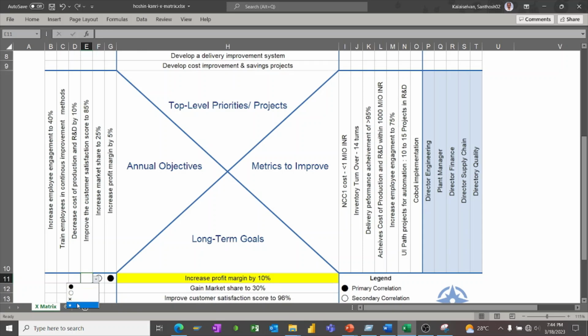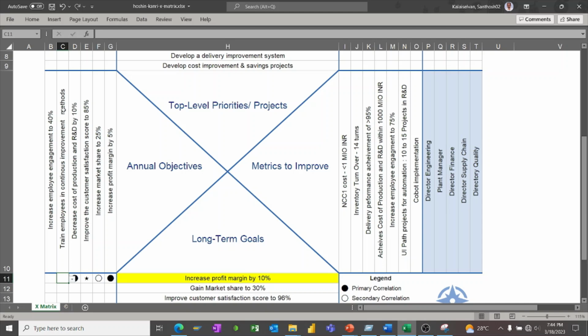Okay, and decrease the cost of production and cost in R&D by 10%. Yes, this is a primary correlation. Okay, so I will put this as primary. By decreasing the cost of production, we can increase the profit margin. So this is a primary correlation. Okay, so train the employees in continuous improvement methods.